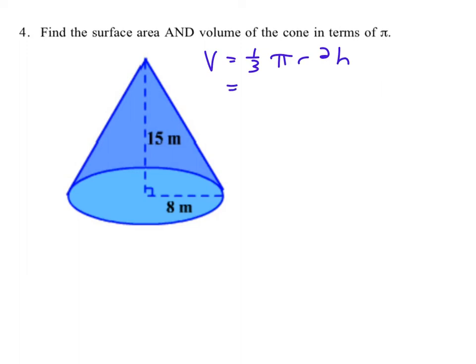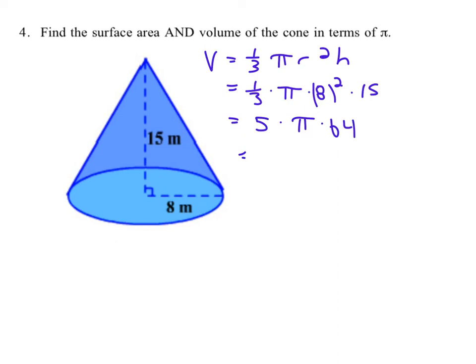So if we plug in those numbers, we can say 1/3 times pi times the radius squared times the height. And for simplicity's sake, I know that I have to take a third of one of these numbers, and I see that over here, 15 is a multiple of 3, so I can do 1/3 of that and get 5 times pi times 64. And then now I just need to multiply 5 times 64.